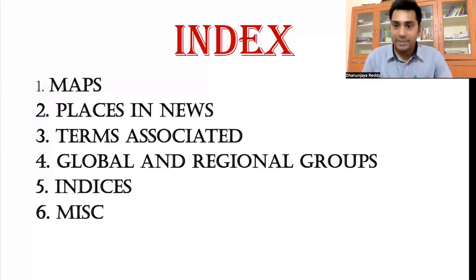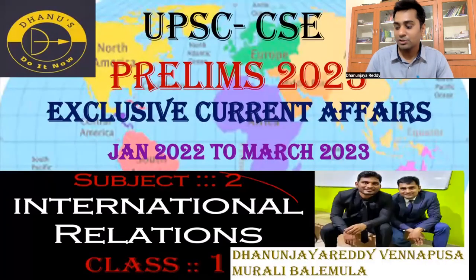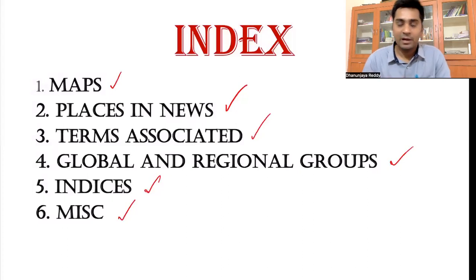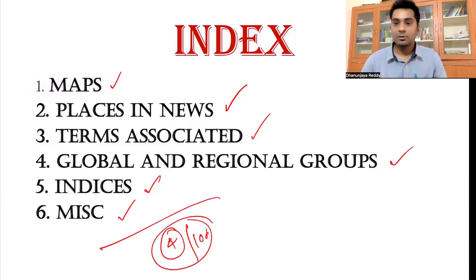So what is the index? In international relations we are going to discuss the maps, which are very important. There will be two questions: places in news, terms that are associated, global and regional groups, indices and miscellaneous things. I call these the components of the GS paper on international relations as far as prelims is considered. I am expecting at least 4 questions out of 100 in this prelims from this discussion. Maybe this will be around 8 to 9 videos. Please have patience to follow. It is going to give you some good results.